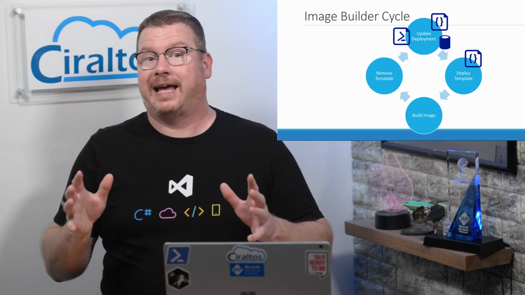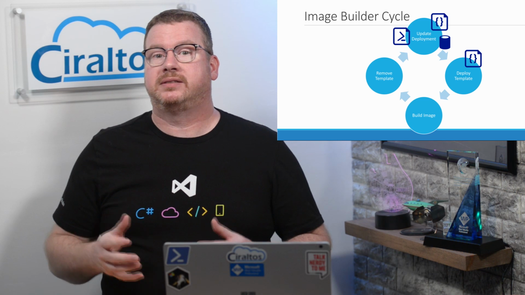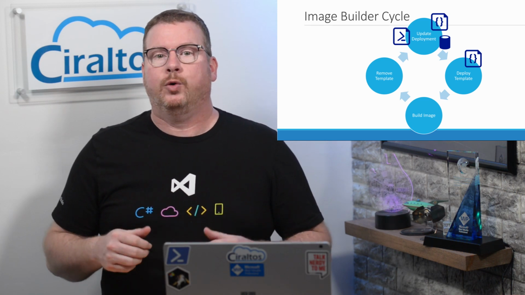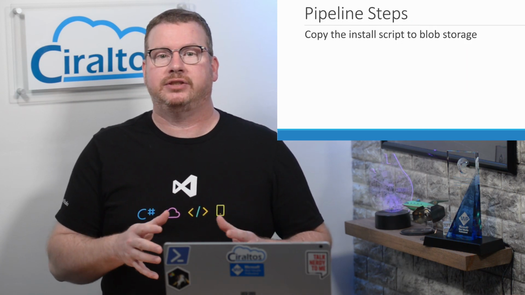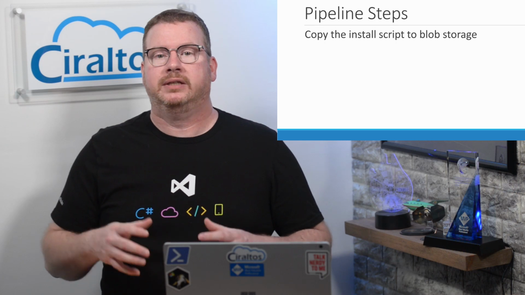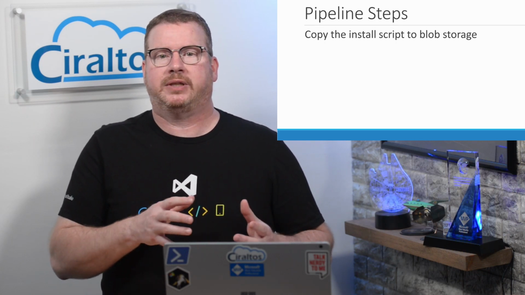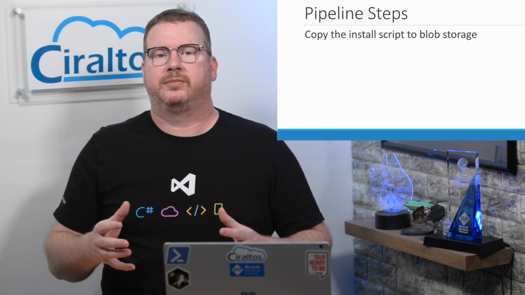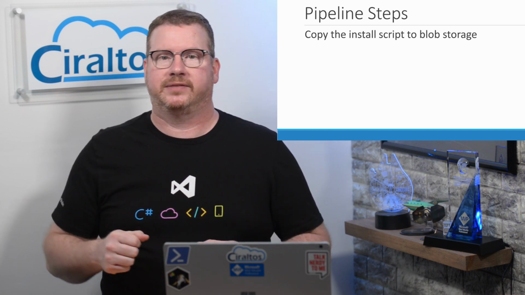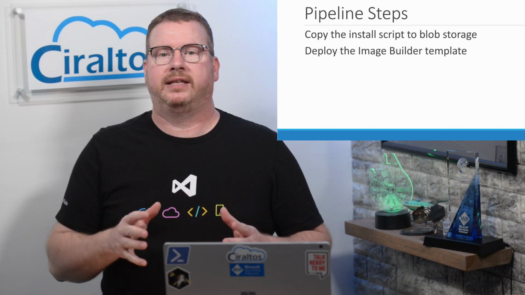We're getting close to the lab, I promise. Here are the build steps we'll use for the pipeline. We start by copying the installation script from the local repo to blob storage. This is the file that gets downloaded to the image builder storage account, so we want to make sure that the most recent version is available. Then we deploy the template.